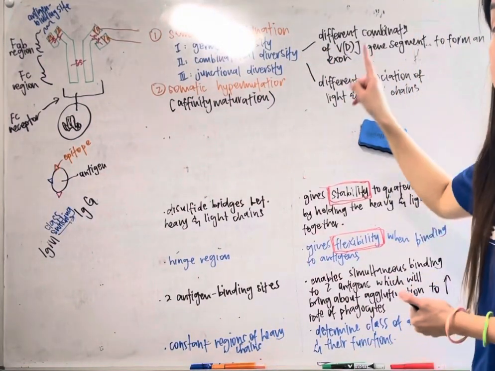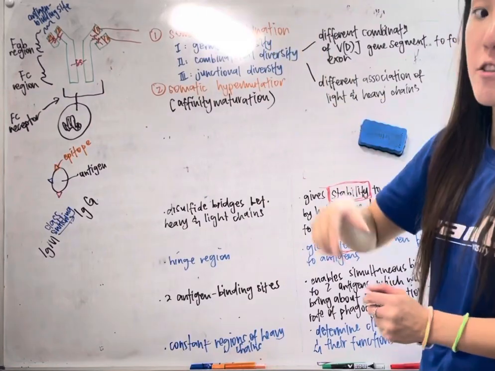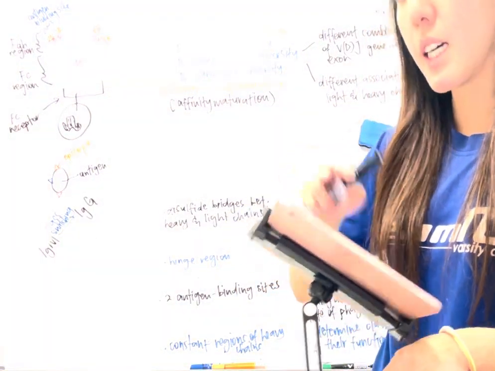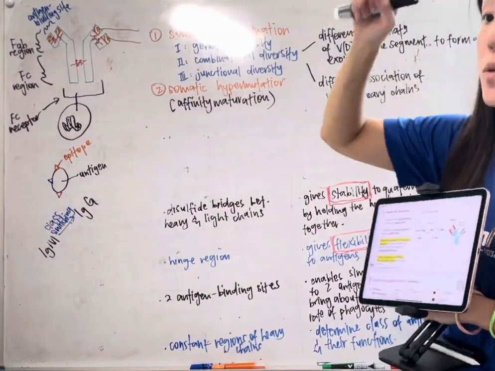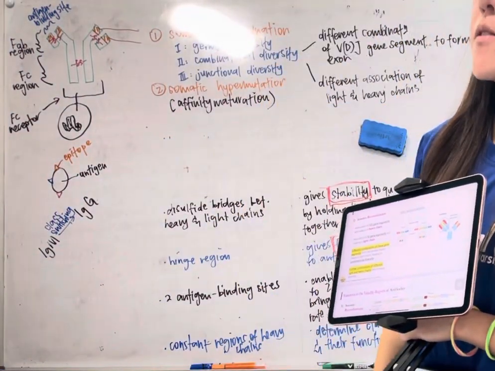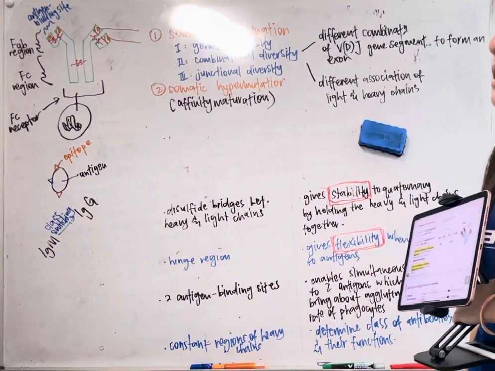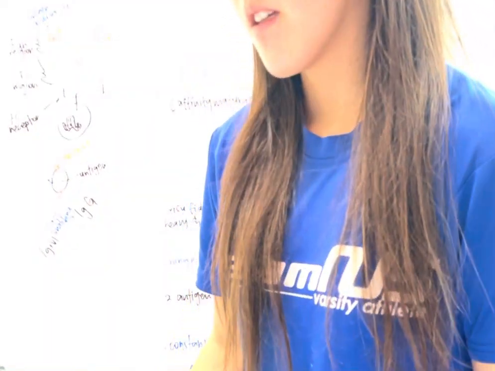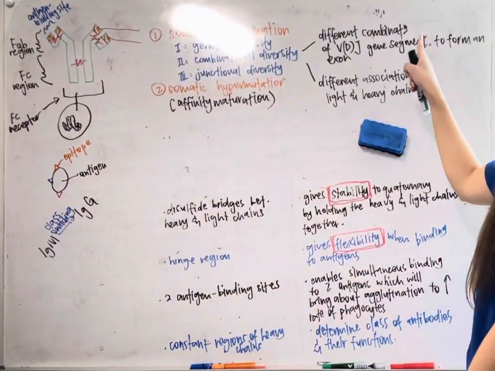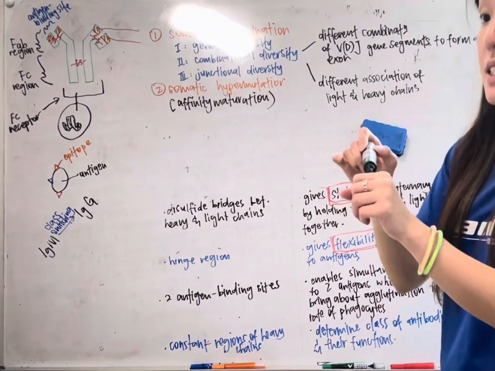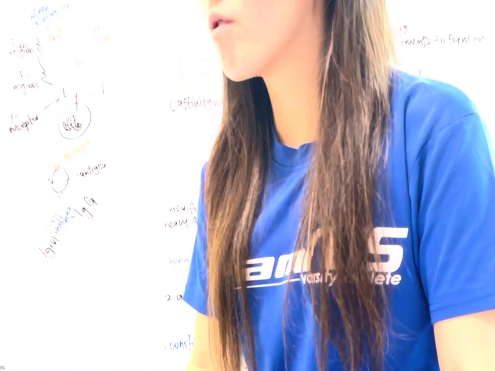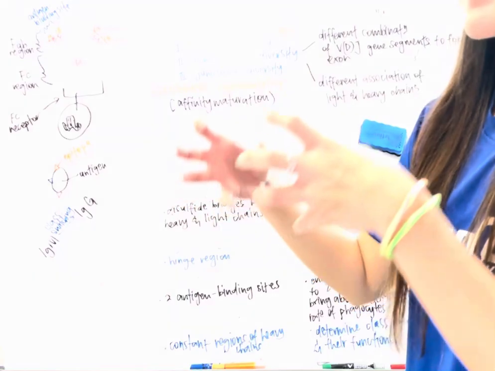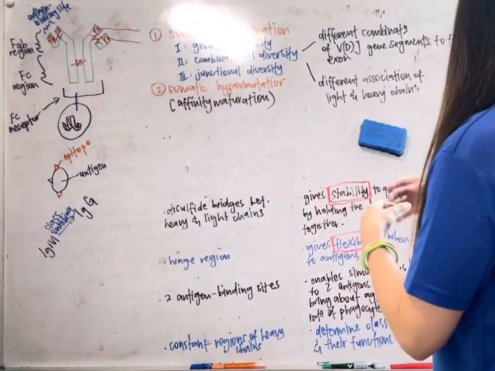For those who do not know what combinatorial diversity means, you can write down that the first one is when you form different combinations of V, D, J gene segments to form variable regions. Please don't write different combinations of genes, it's different combinations of gene segments. You also don't write different combinations of regions, you will be penalized. The idea is that they are going to be rearranged and eventually form an exon.